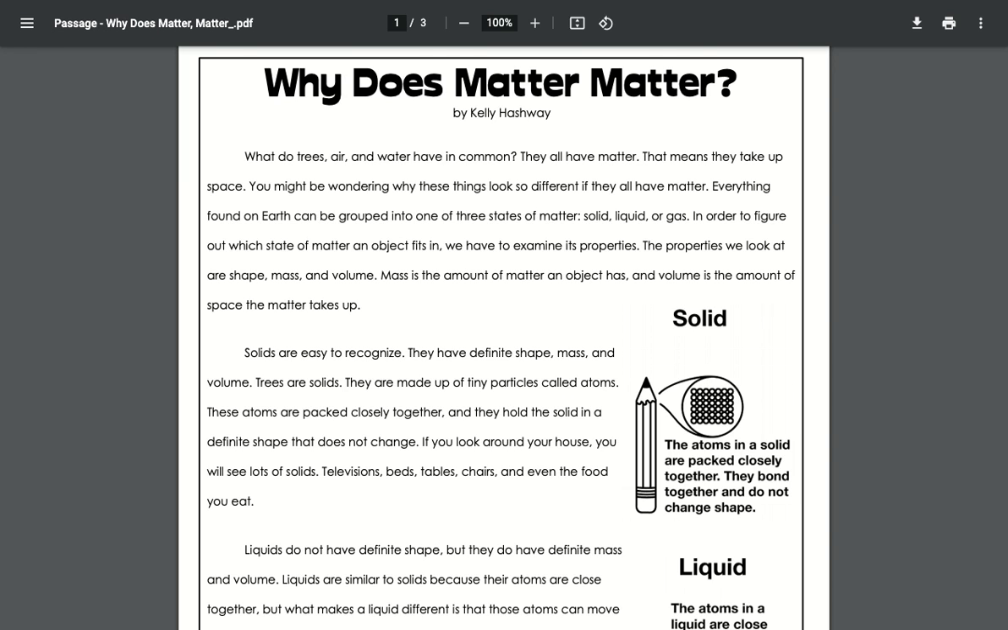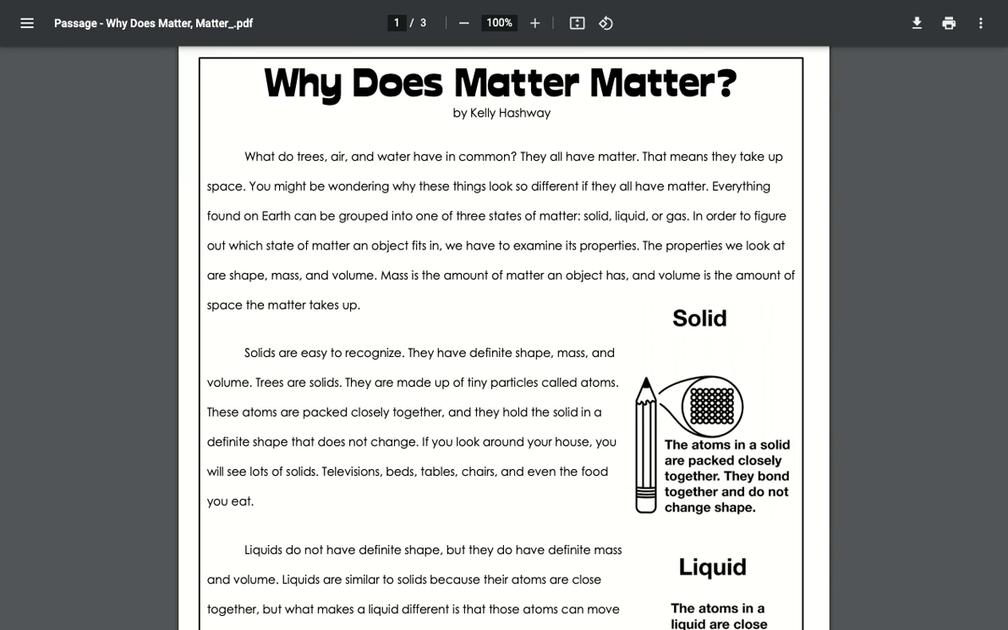What do trees, air, and water have in common? They all have matter. That means they take up space. You might be wondering why these things look so different if they all have matter. Everything found on Earth can be grouped into one of the three states of matter: solid, liquid, or gas.